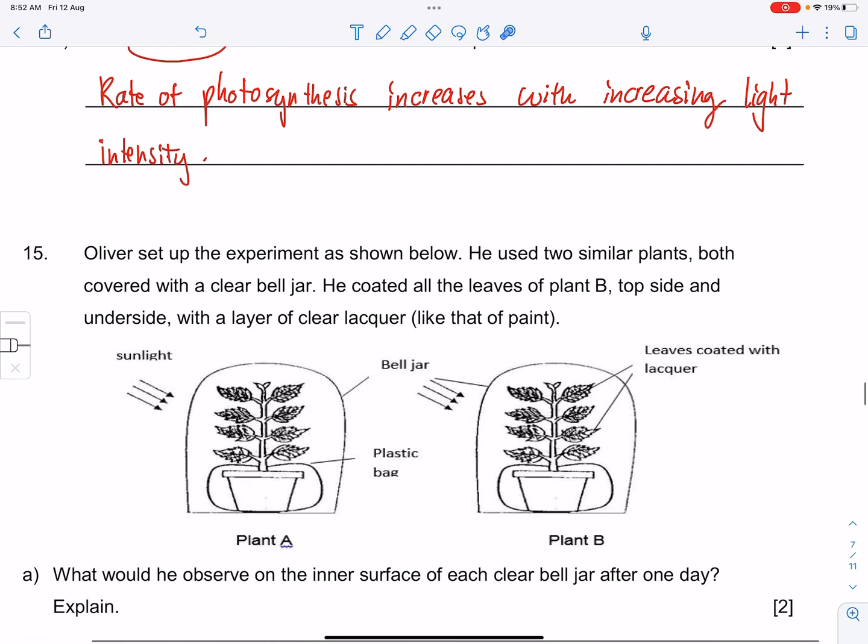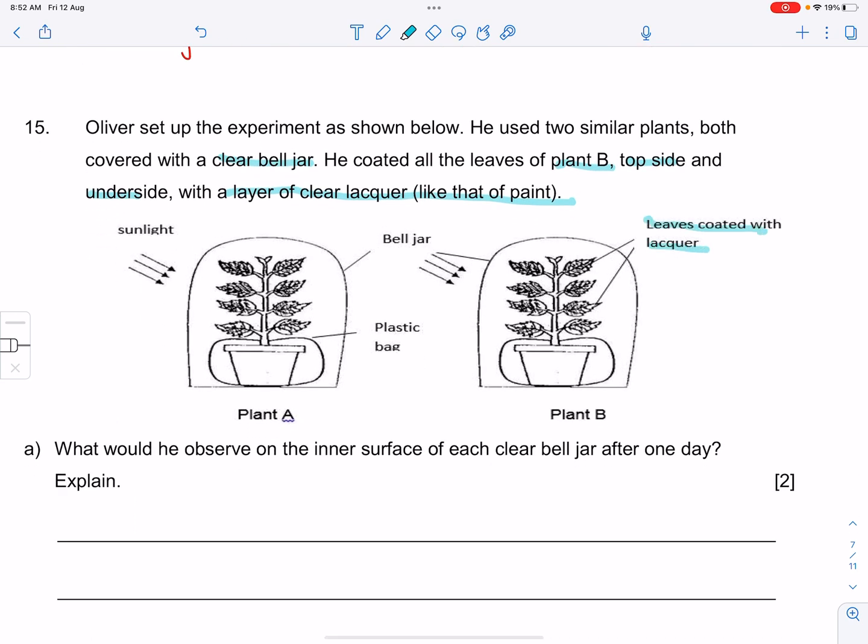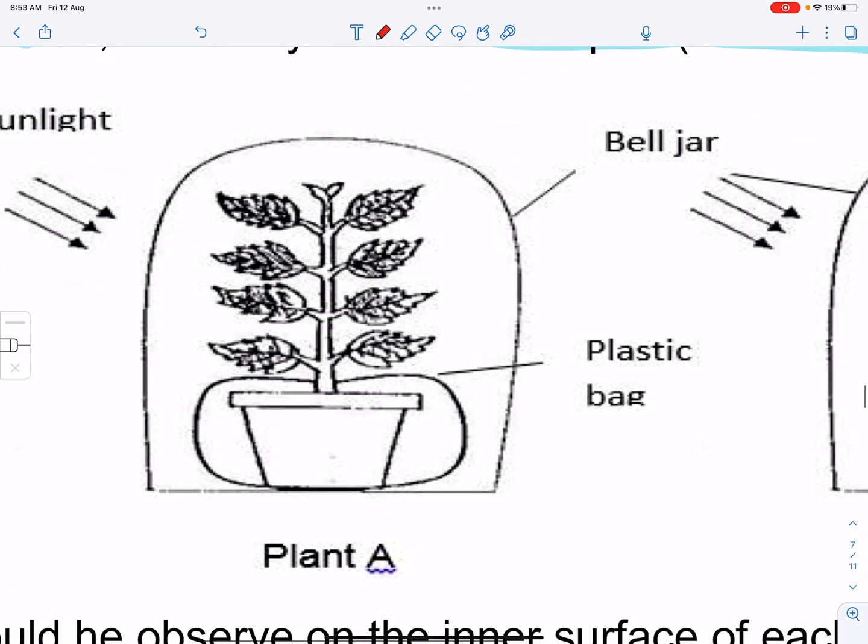Next. Okay, Oliver set up the experiment as shown below. He used two similar plants, both covered with a clear bell jar. Now, even words like that, you need to be sharp enough. Clear means what? Allow light to pass through. He coated all the leaves of plant B, top side and underside, with a layer of clear lacquer, like that of a paint. So this, we call this the changed variable, because only one has it, the other doesn't, right? What would he observe on the inner surface of each clear bell jar after 1 day? Okay, I'm going to spend a little bit of time. Now, the inner side means this part. Okay, underside of it.